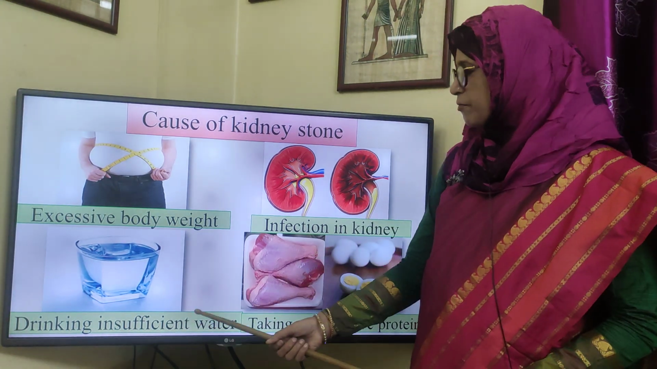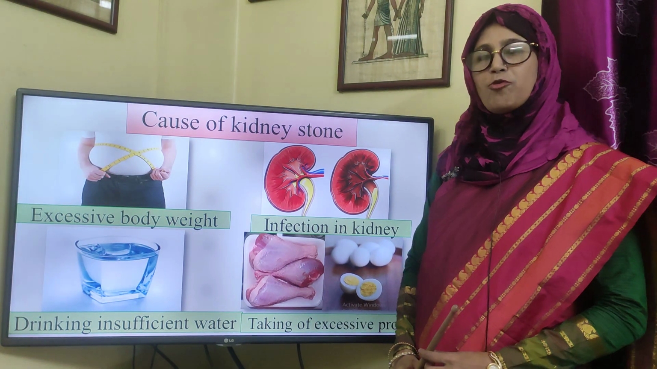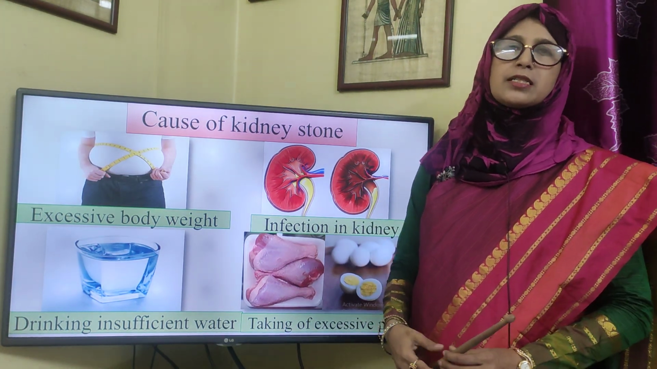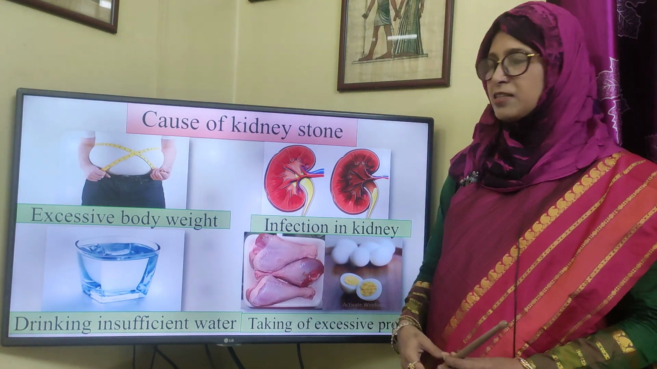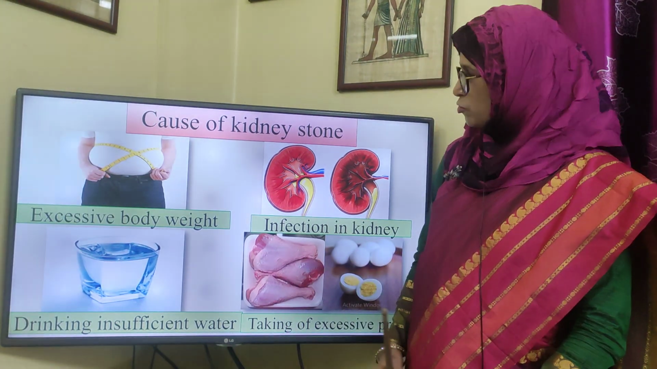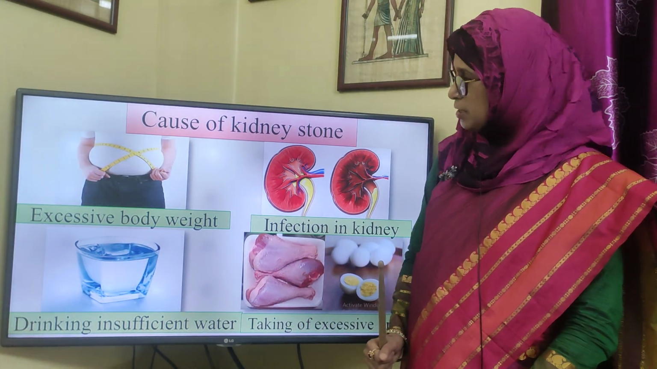Then drinking insufficient water and taking excessive food. In the previous class we learned that taking excessive food increases the acidity. So this acidity increasing for a long time turns into a kidney stone. So these are the causes or forms of kidney stone.